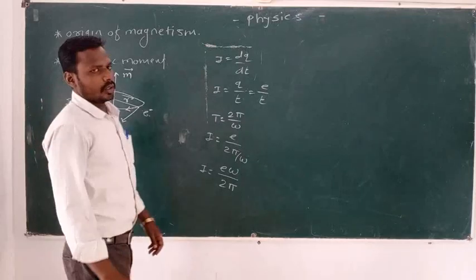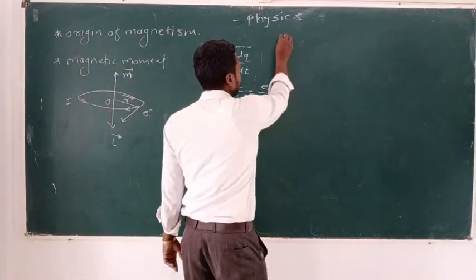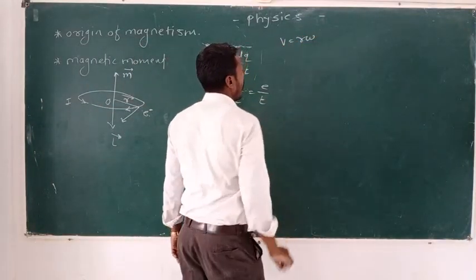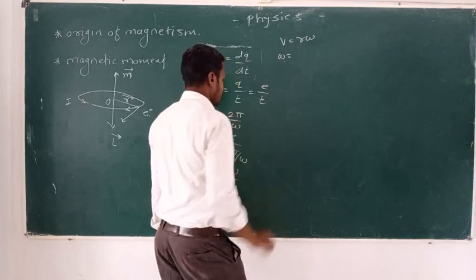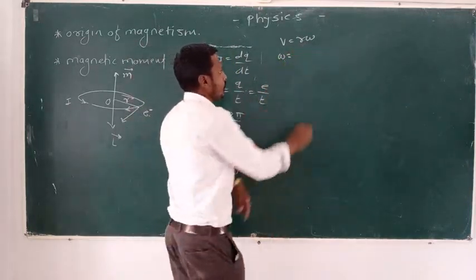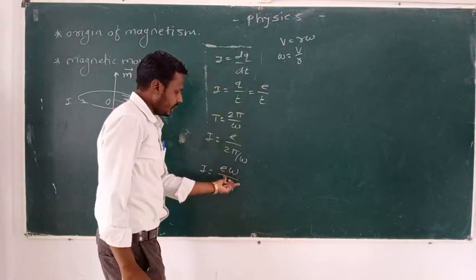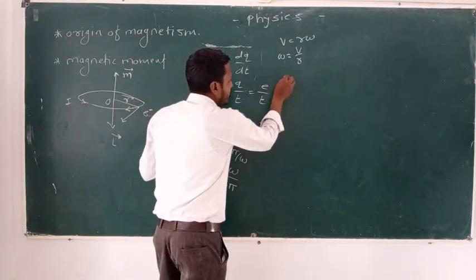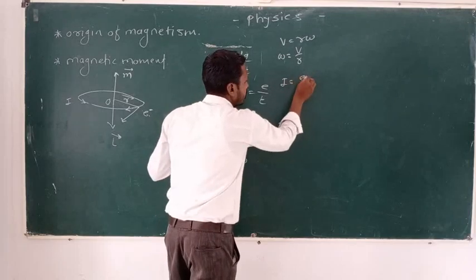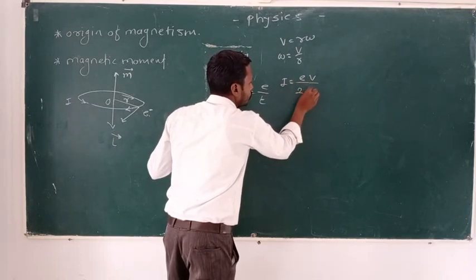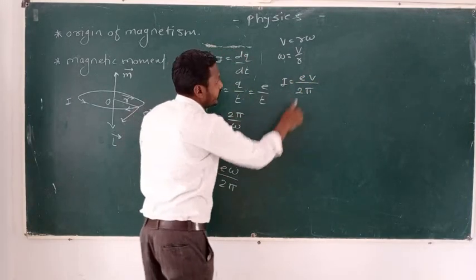In circular motion we know that V is equal to r omega, then omega is equal to V divided by r. I can write here I is equal to EV divided by 2 pi into r.